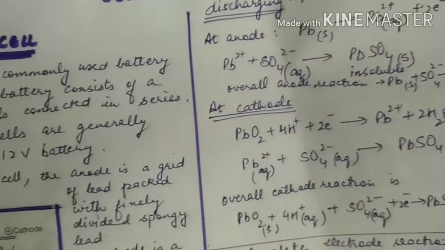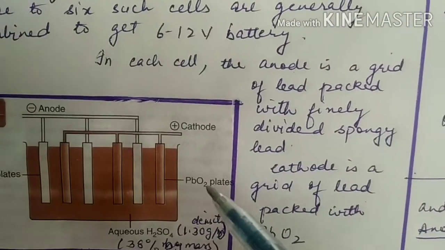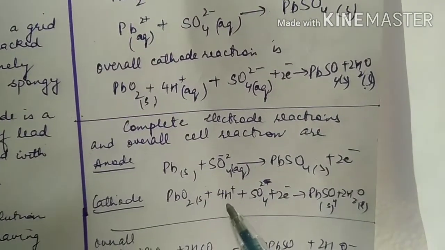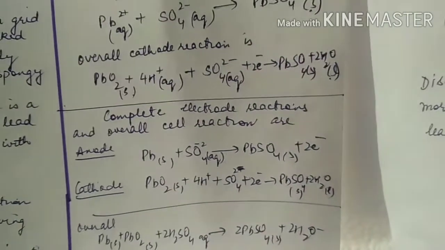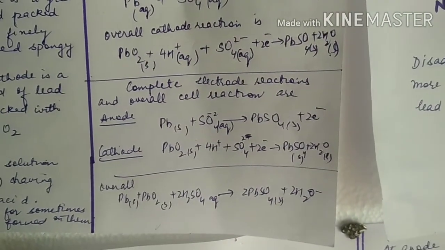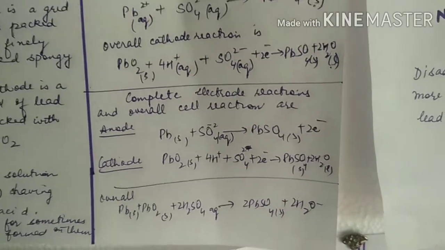At the cathode, the lead dioxide will take up those electrons in the presence of sulfuric acid hydrogen ions to form lead sulfate, and this again sticks to the electrode. The overall reaction is lead plus lead dioxide plus sulfuric acid will form lead sulfate plus water.